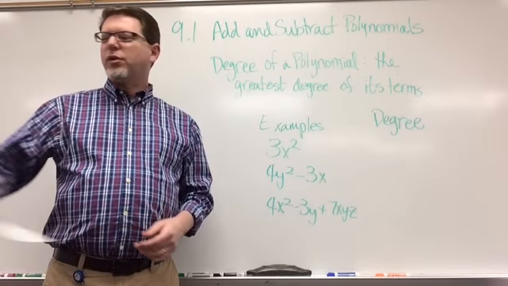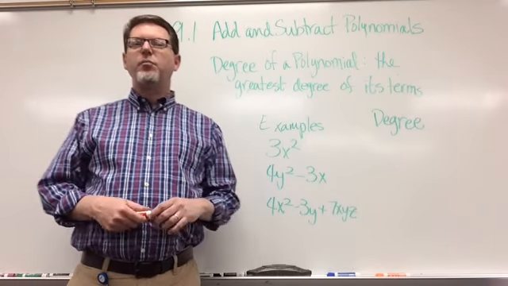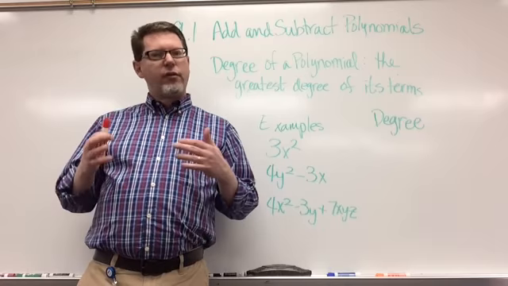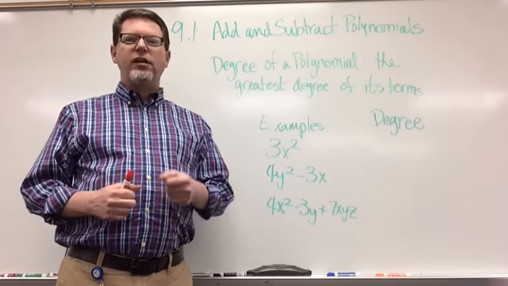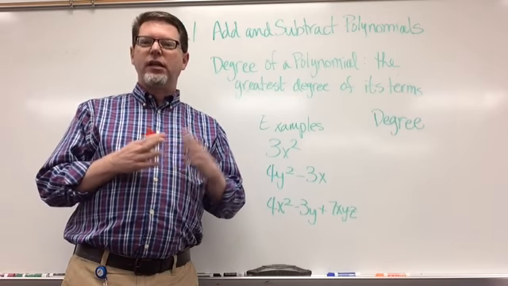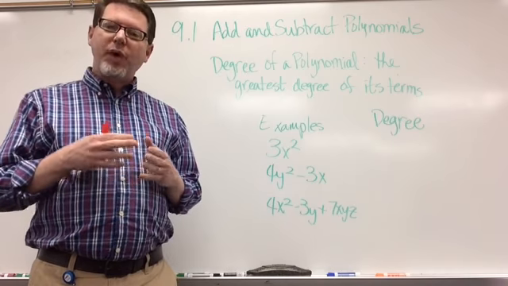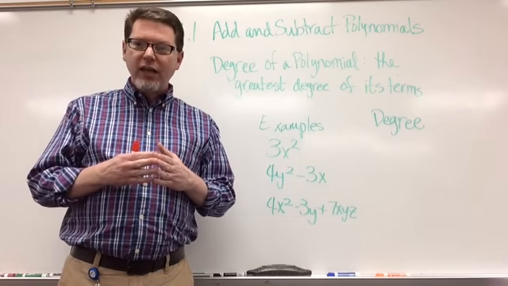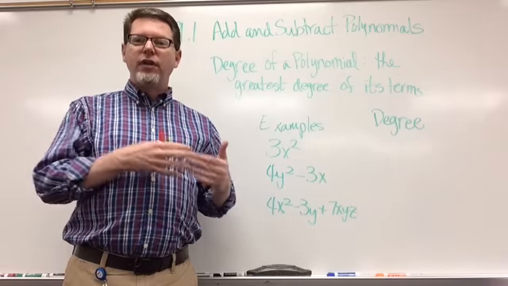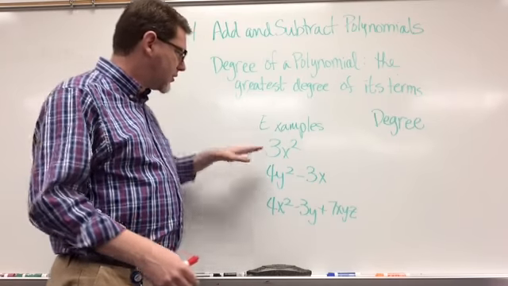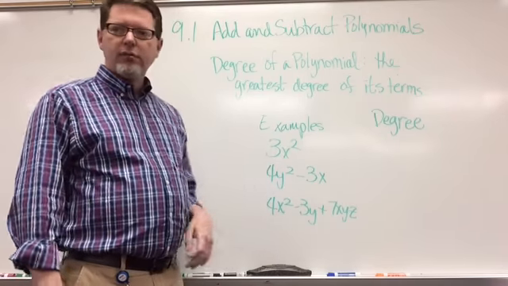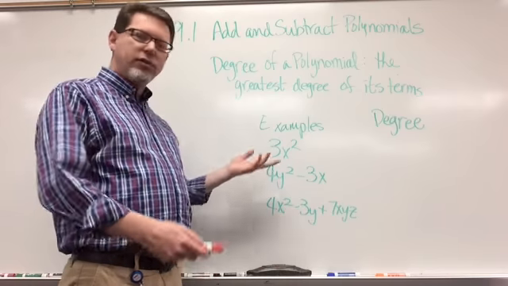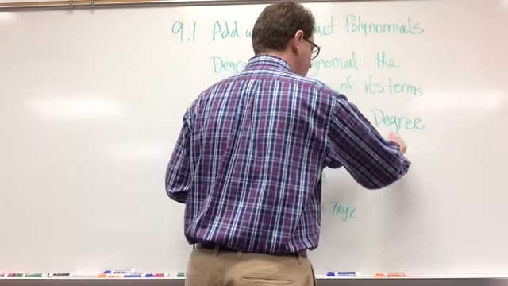The next part of this process is figuring out what the degree of a polynomial is. You remember the degree of a monomial is the sum of the exponents in the monomial. Well, the degree of the polynomial is the greatest degree of any of the monomials. So let's look here. We have 3x squared. Well, I just have one monomial, and the degree is 2, so the degree of the whole polynomial would be 2.